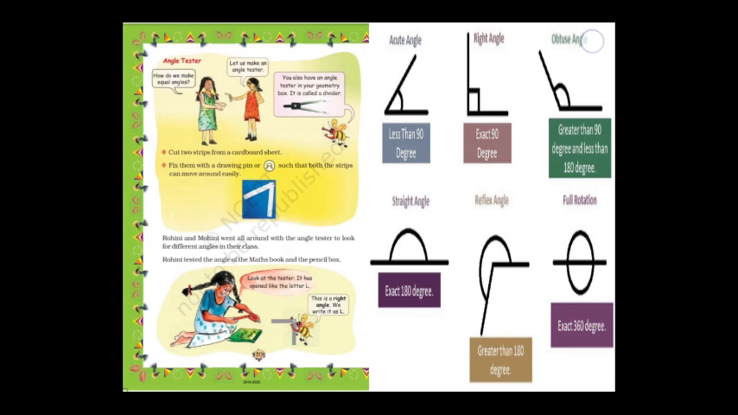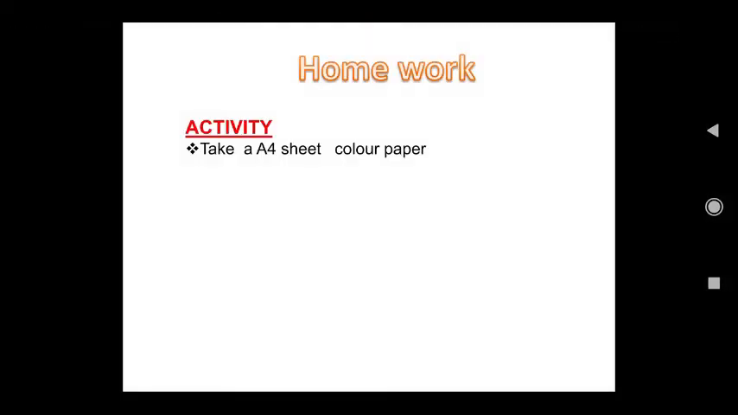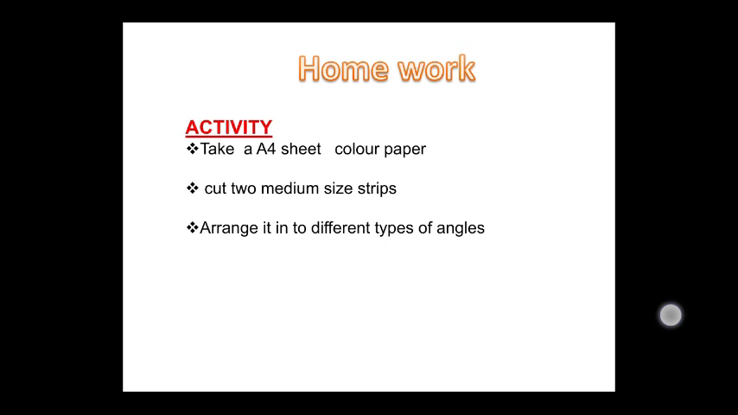And the homework I have given, let us see. See, this activity you have to do. Take an A4 sheet of color paper, cut two medium size strips. So you have to cut the two strips and arrange them into different types of angles. You know, acute angle, obtuse angle, right angle, straight angle. So like that you have to cut two small medium size strips, and paste them in your homework book, and take a pic and send it to me in the WhatsApp group. Thank you.